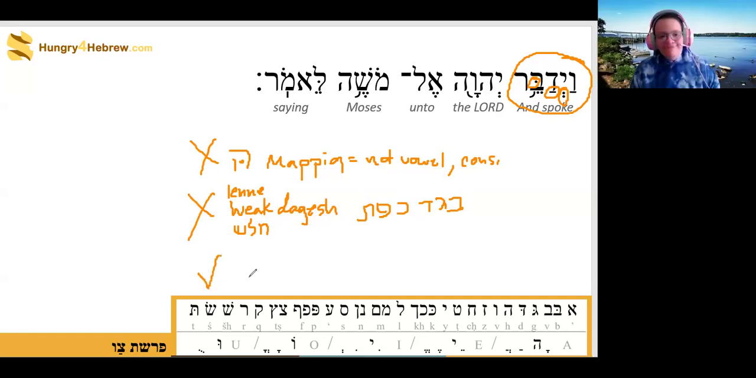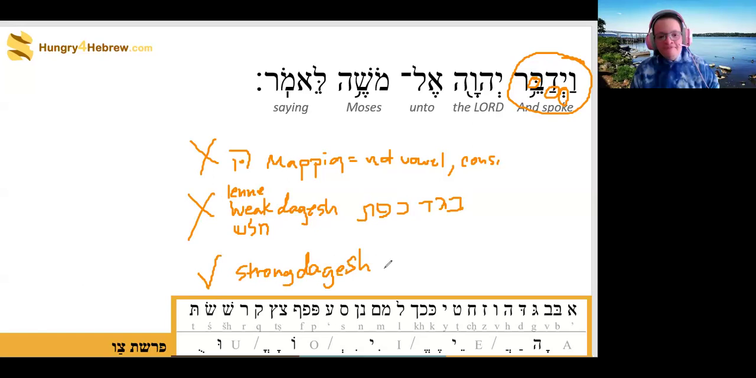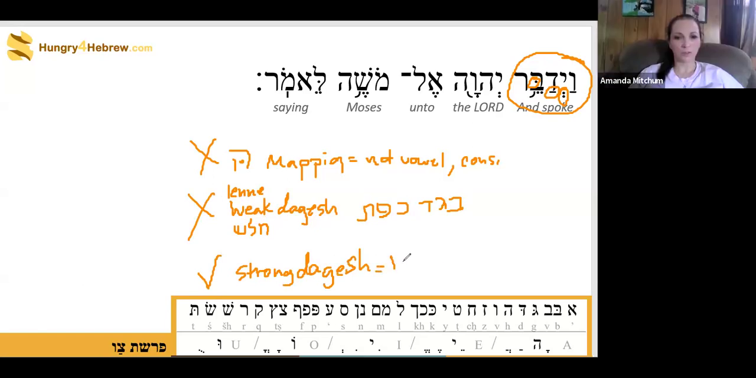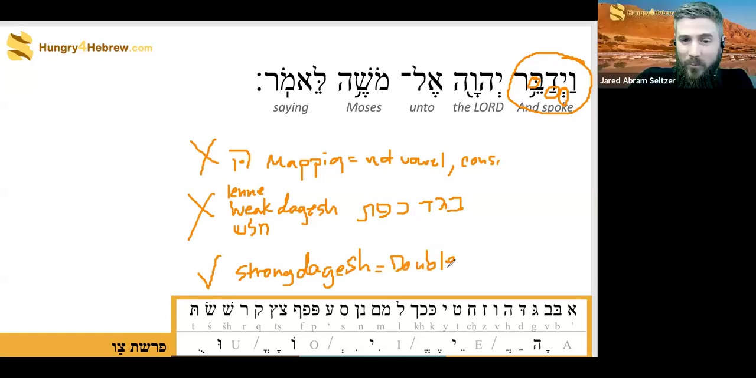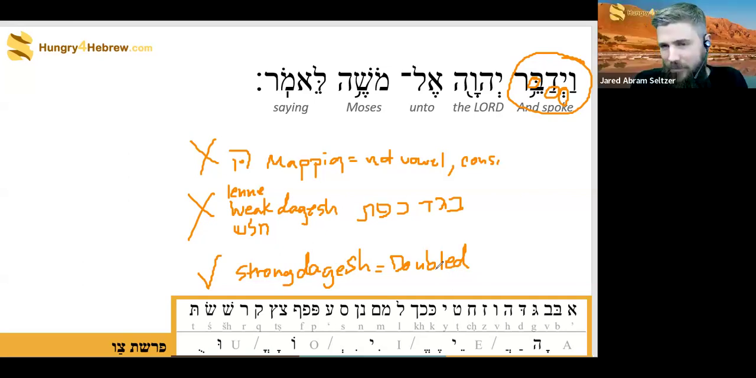So what does that mean it has to be? A strong dagesh. And what do strong dagesh dots tell us? It's doubled. Then we have to ask the follow-up question: why is it doubled? Is it because it's part of the pattern of the word or because something went missing? Something went missing. It doesn't make sense to have a dagesh at the front of a word as part of its pattern, so something must have gone missing. What went missing?